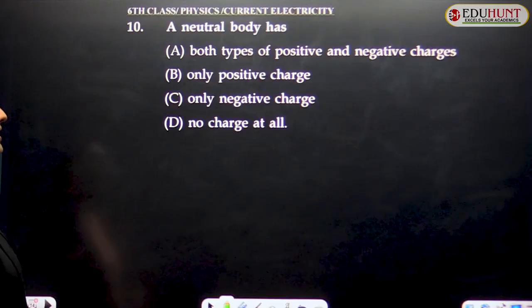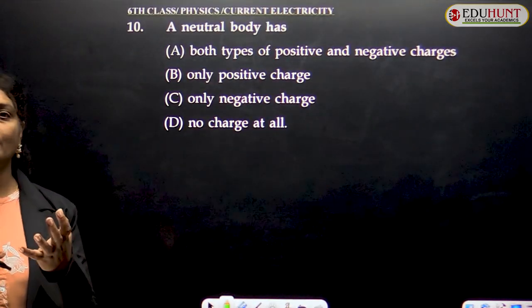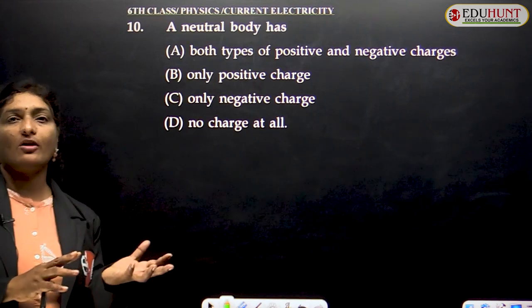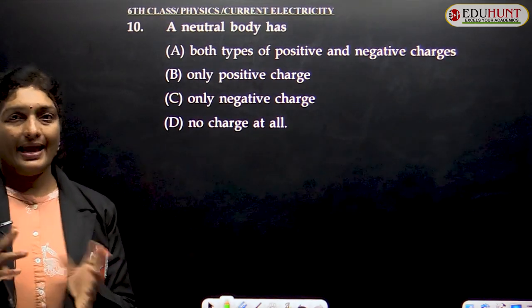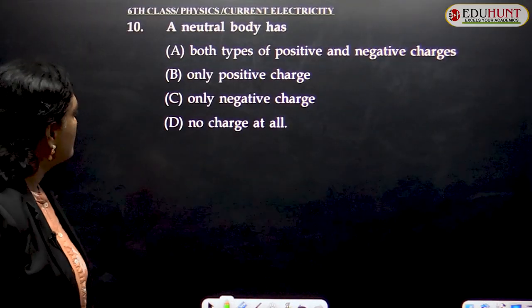Well, the 10th question: a neutral body has, what is meant by a neutral or uncharged body? Whenever a body consists of an equal number of protons and electrons, then the body is said to be neutral. Okay. So, where is that?